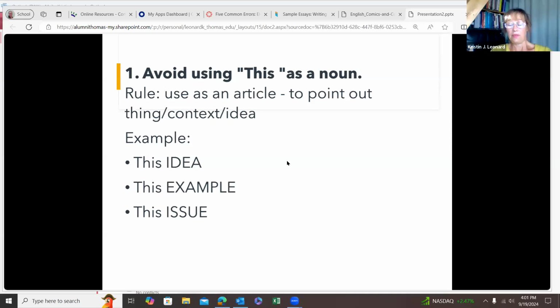Oftentimes I'll see this word this being used as a noun when a student will take a long time explaining a certain concept or idea or problem. And then about a sentence or two later, they want to go back and reference the earlier example, whether it was an idea, concept, or issue. And so what they'll write is something like, this should be changed. And the assumption is that readers are going to follow along and know what this should be changed.